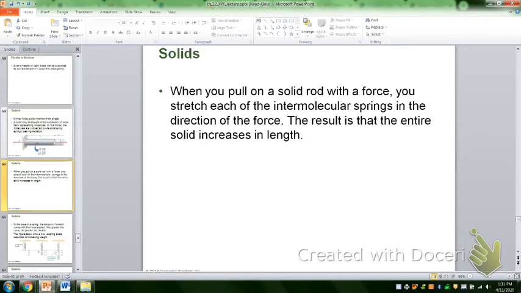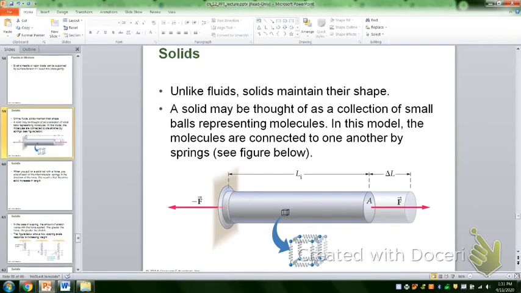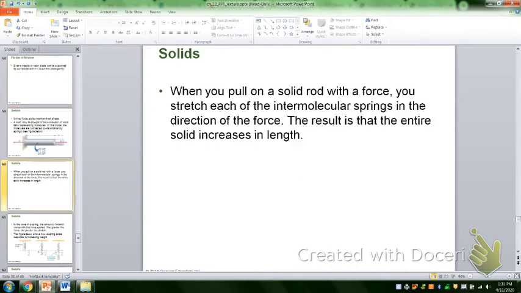So thermal expansion is what allows these molecules to stretch apart. It would be these little imaginary springs attaching them together. So when you pull on a solid rod with a force, you stretch each of the intermolecular springs in the direction of the force. The result is that the entire solid increases in length.